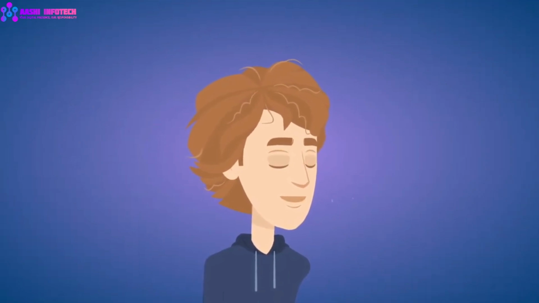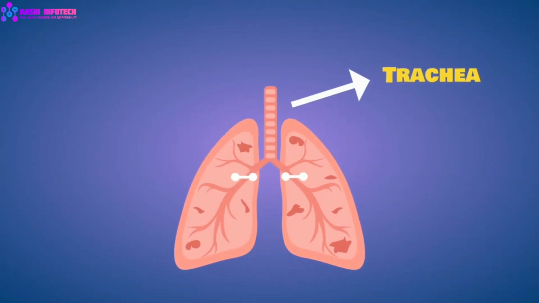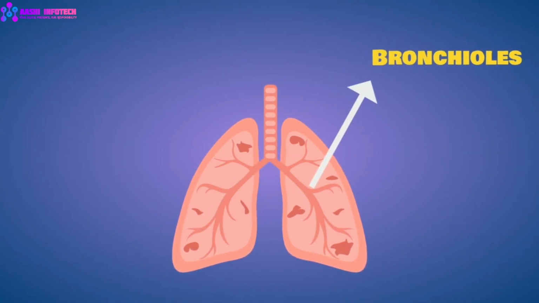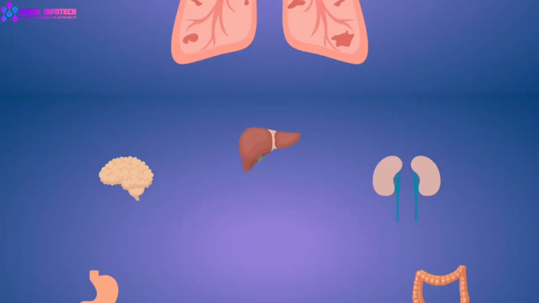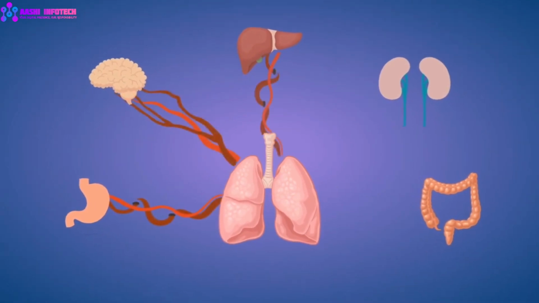When you breathe in, the air passes through the nostrils and travels through the trachea, also known as the windpipe. Then it travels into smaller branches of the trachea called bronchioles and reaches the lungs. From here the oxygen gets diffused into the blood and reaches the different parts of the body.